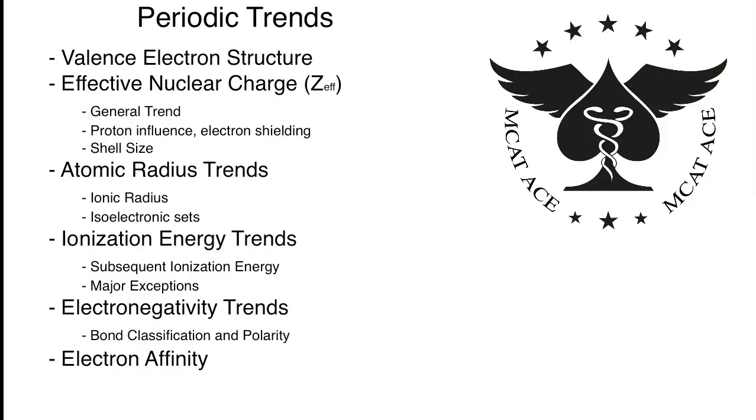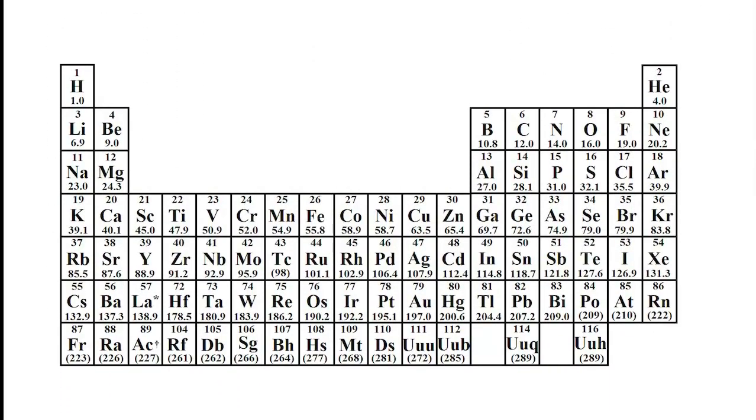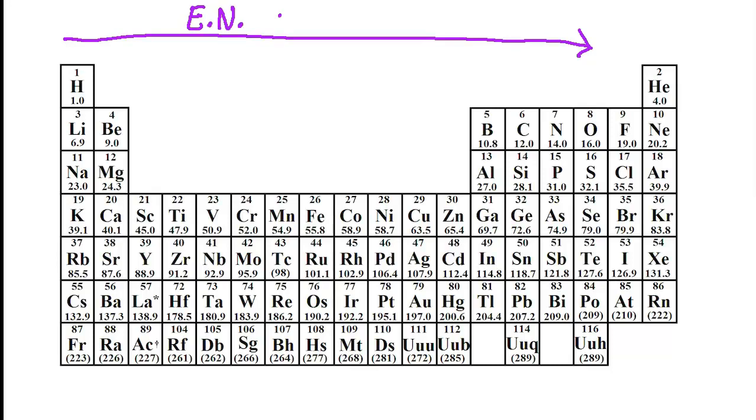Alright, so when we talk about electronegativity, remember that this is talking about atoms that are already involved in bonds. So if we come down to the periodic table here, we're going to find that the general trend for electronegativity is going to be similar to what we just saw for the ionization energy. So electronegativity, which I'm going to abbreviate EN, is going to increase as we go across the table. Okay? Electronegativity is also going to decrease as we go down the table.